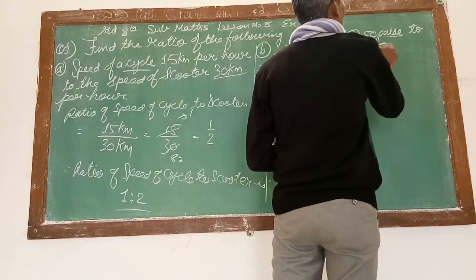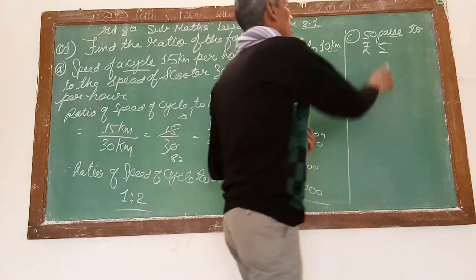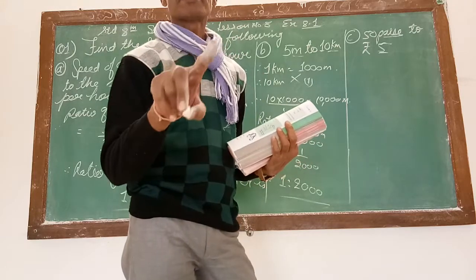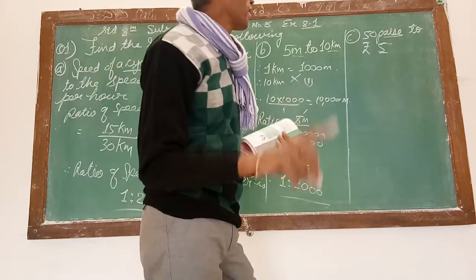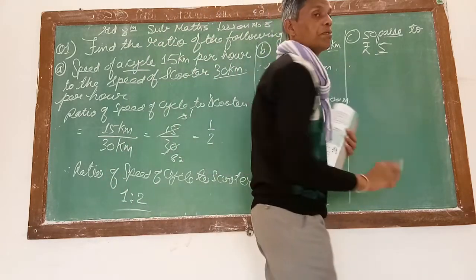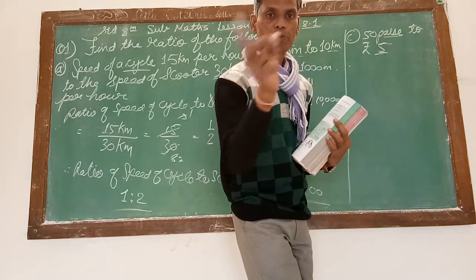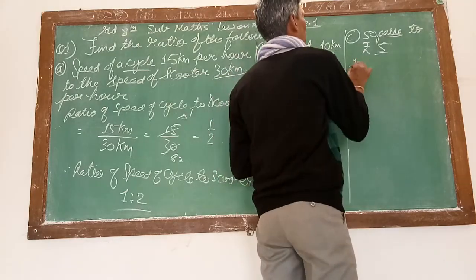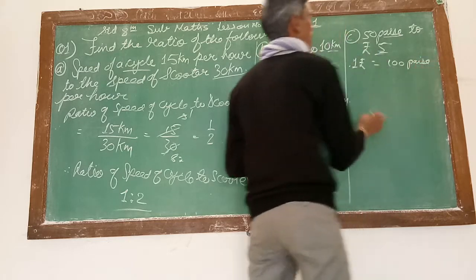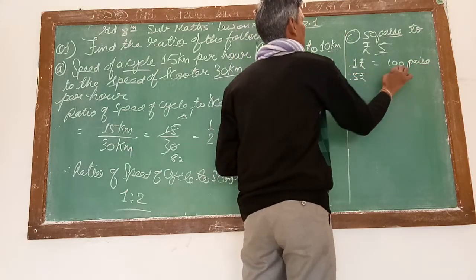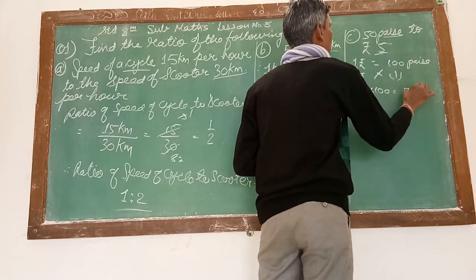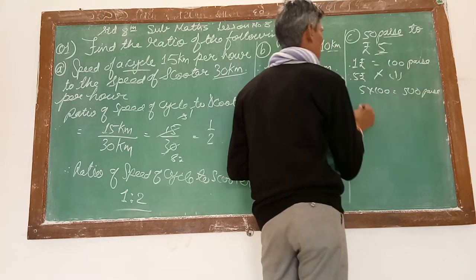Now, next question, 50 paisa and rupees 5. Here paisa and rupees are the same unit of currency. Paisa is the smaller unit and rupees is the bigger unit. Therefore, we convert the bigger unit into the smaller unit, that is, rupees will be converted into paisa. We know that 1 rupee is equal to 100 paisa. Therefore, 5 rupees is equal to how many? 5 into 100 is equal to 500 paisa.